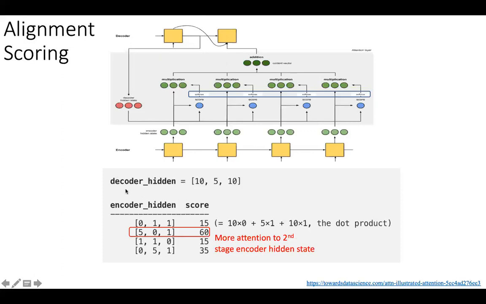Here is just a small example. Suppose the decoder hidden state is 10 5 10, and the encoder hidden states are like this. So the score for the first one will be 10 into 0 plus 1 into 5 plus 10 into 1, so it will be 15. Accordingly, the other encoder hidden states will be weighted, and from here we can see the second one is the most important for the second decoder stage output generation.